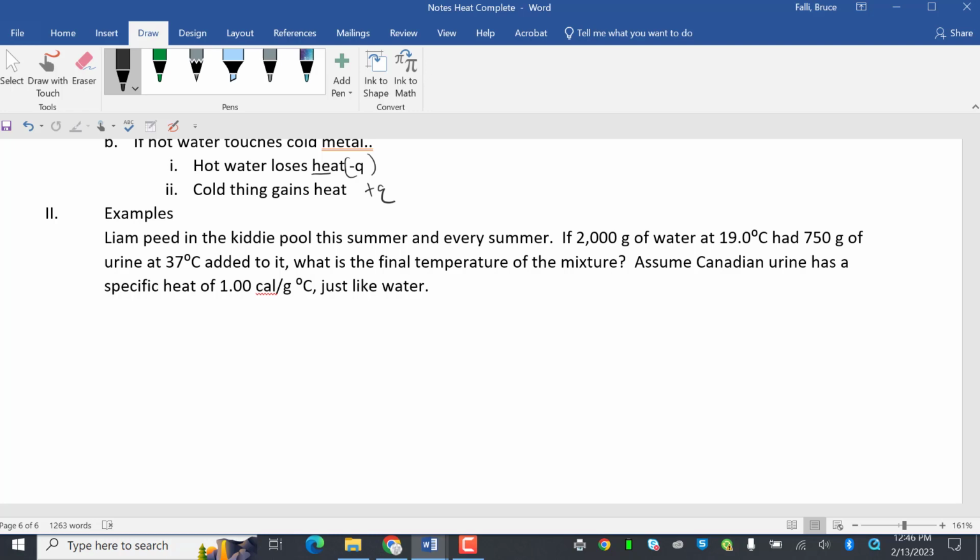If 2,000 grams of water at 19 degrees Celsius had 750 grams of urine at 37 degrees Celsius added to it, what is the final temperature of the mixture? Assume Canadian urine has a specific heat of 1.00 calories per gram degree Celsius, just like water.